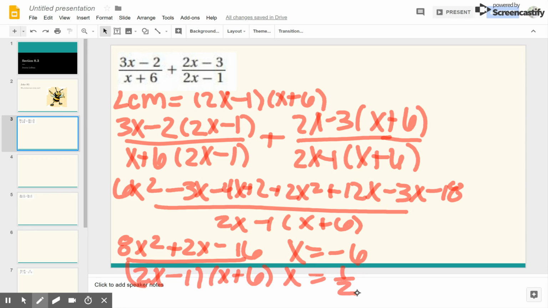And if you want me to show the 1/2 work, it's just 2x minus 1 equals 0. Add the 1 over here, you get 1 equals 2x, divided by 2, divided by 2, and there you get that. So again, that should be your final product of 8x squared plus 2x minus 16 over 2x minus 1 multiplied by x plus 6.